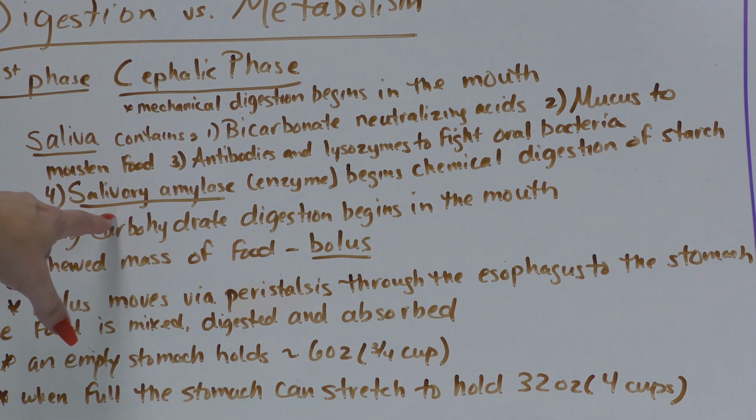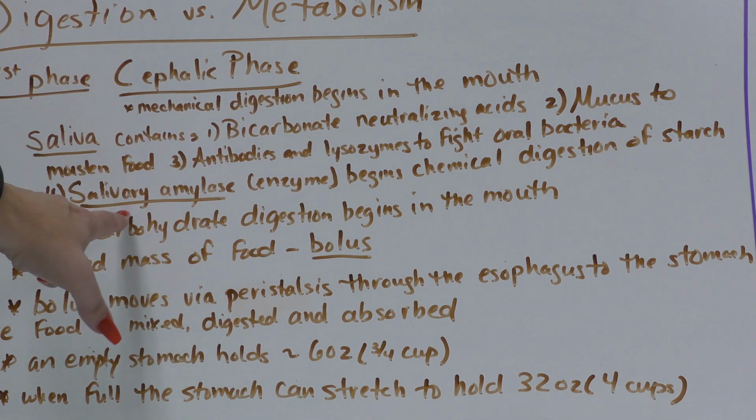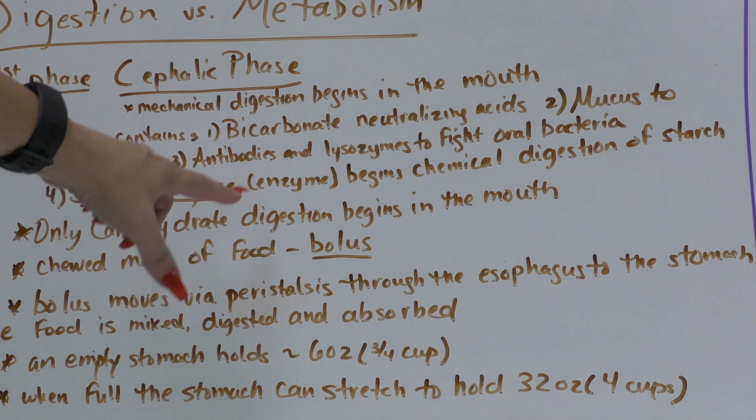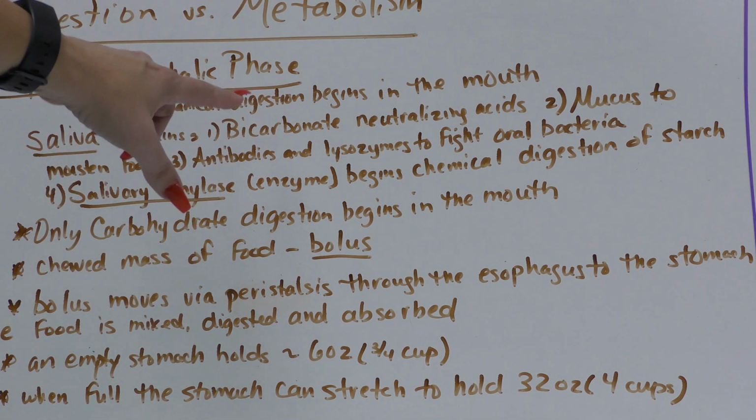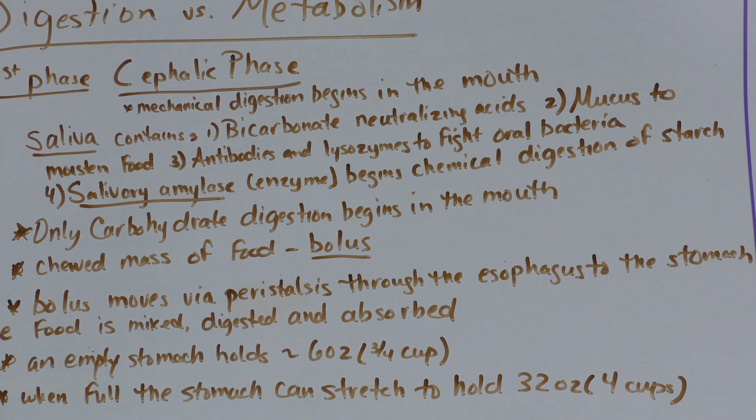And there's an enzyme called salivary amylase. Salivary meaning saliva. Amylase, anytime you see ASE on the end of a word, it's an enzyme. What enzymes do in the body is they speed up chemical reactions by lowering activation energy. So we don't have to put forth as much energy to get the desired result.